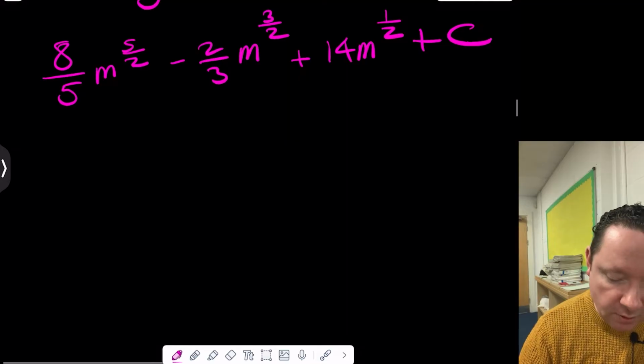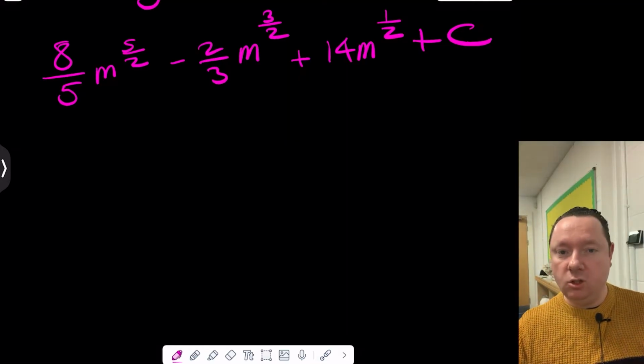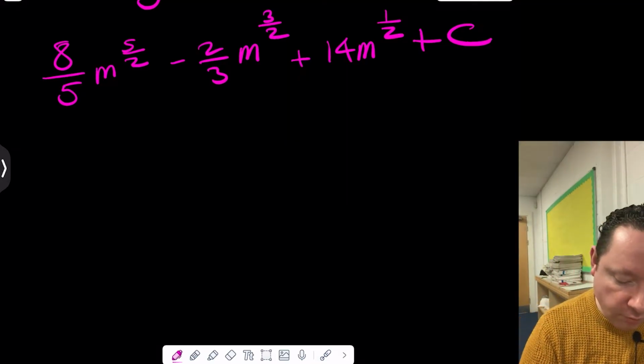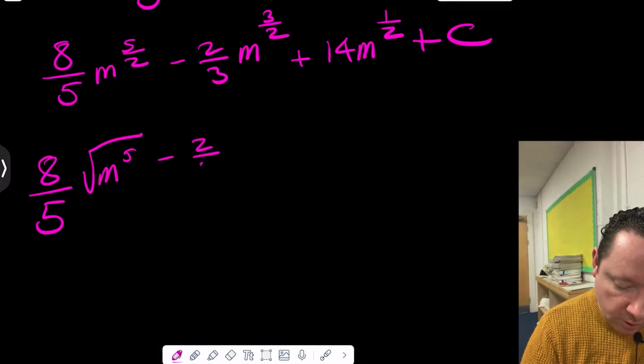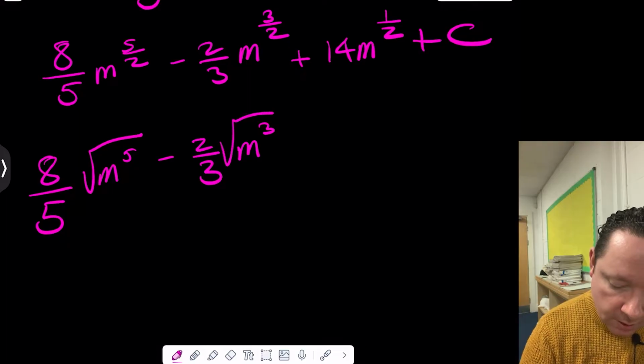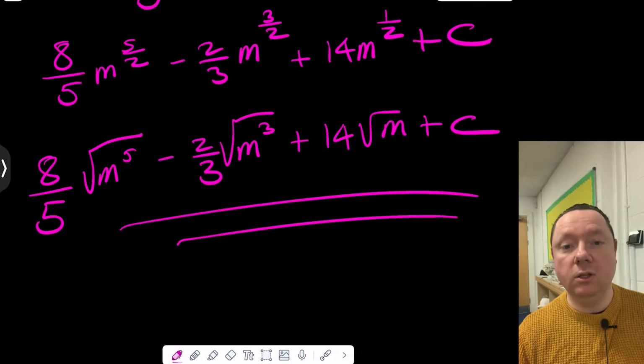And then let's give our brains a workout even further. That would be the answer, but let's just go one step further and change this over to roots. So we've got 8 over 5 m to the 5 square root, minus 2/3 m cubed square root, plus 14 square root m, plus c, and I'm done as far as I want to go there.